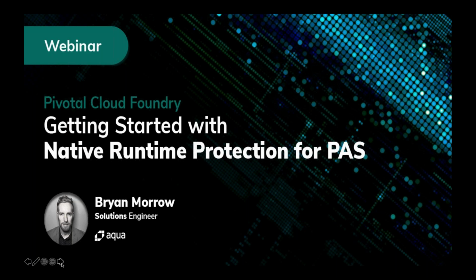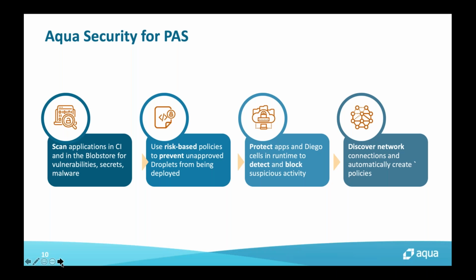All right, thank you. So again, my name is Brian Morrow. I'm a solutions engineer with Aqua Security. And just a brief overview of what Aqua Security does: we are a cloud native security platform. So we're going to be focused on the PaaS environment today, but we also secure things like Kubernetes and functions as a service as well.